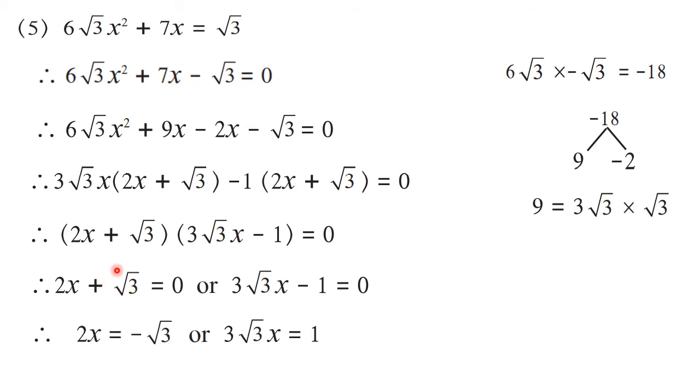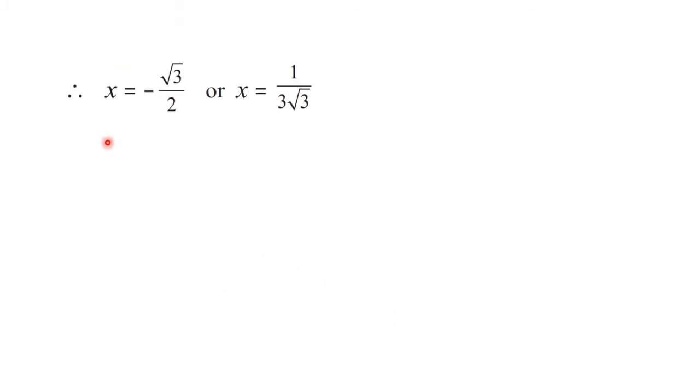See, this root 3 is shifted to the right hand side, so it became minus root 3, and this minus 1 is shifted to the right hand side, so it became plus 1. Afterwards this 2 we are going to write in the denominator. Similarly here 3 root 3 we are going to write in the denominator. Okay, so we will get the values of x as x is equal to minus root 3 upon 2 or x is equal to 1 upon 3 root 3.